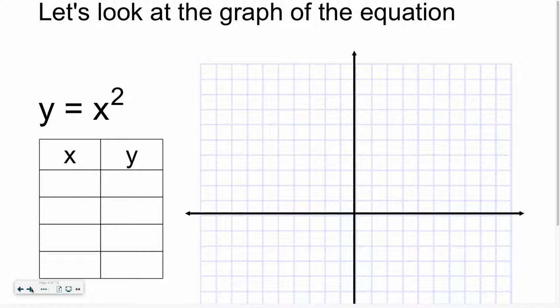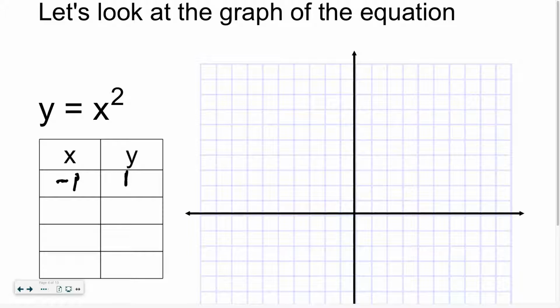-1 is x. Yeah, 1 is y. How did you know? Because -1 times -1 is positive 1. And that's what this symbol is telling us to do. It's telling us to multiply the x by itself. Right? So what's another coordinate we can have?